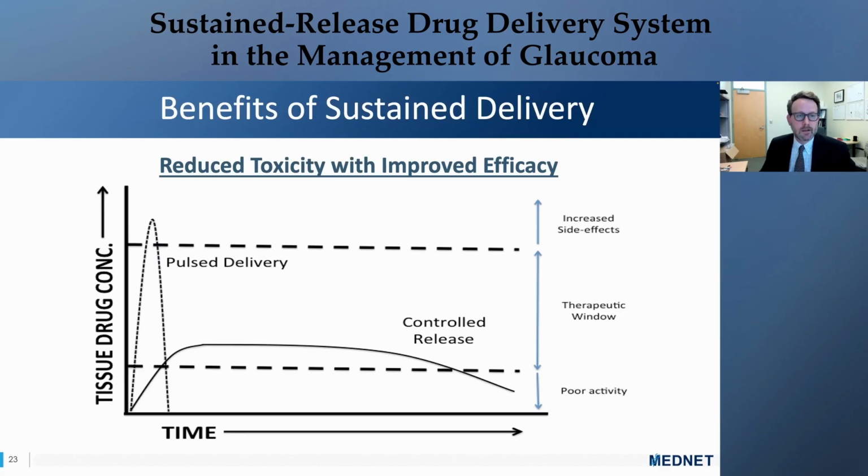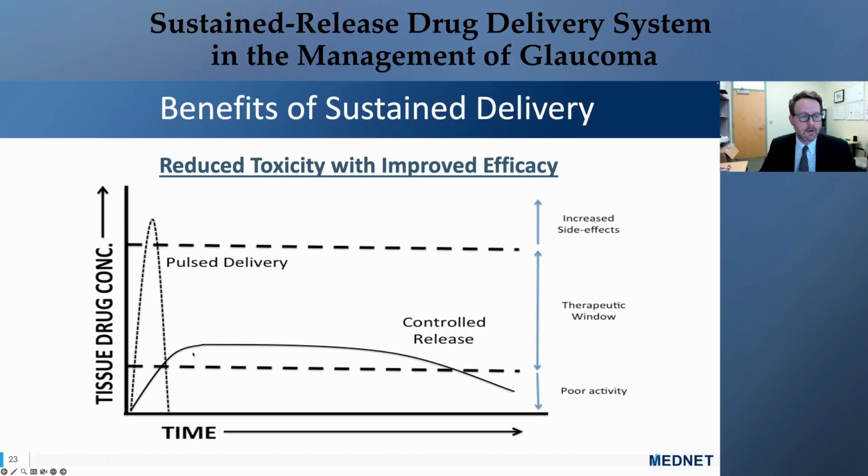So basically, if you were going to say the benefits of sustained delivery in one sentence, you'd have reduced toxicity, improved efficacy, and you'd remove the need for daily drop adherence. So this graph here illustrates one of the benefits of sustained release or zero order drug release.